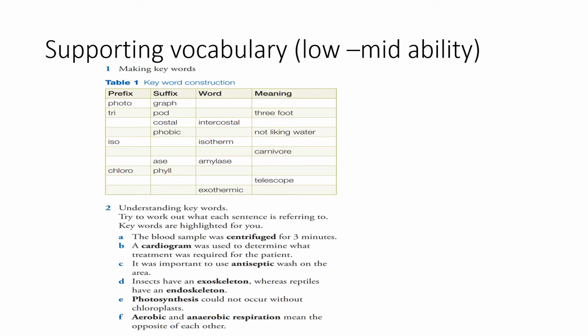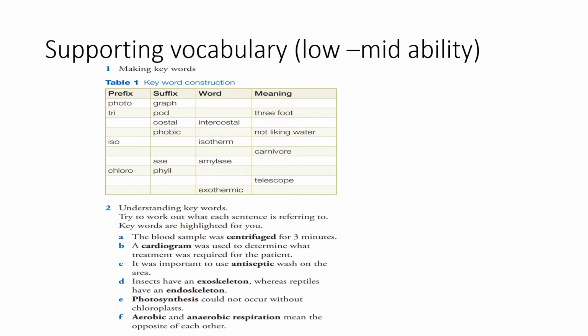This activity is to support the vocabulary of low to mid ability students. Here you would give them a table. You might want to give them as many words as you like. You might want to give them some meanings, as I have done. And the idea is to get them to build their own vocabulary and add to the keywords for the day. It could be a starter or a plenary exercise.